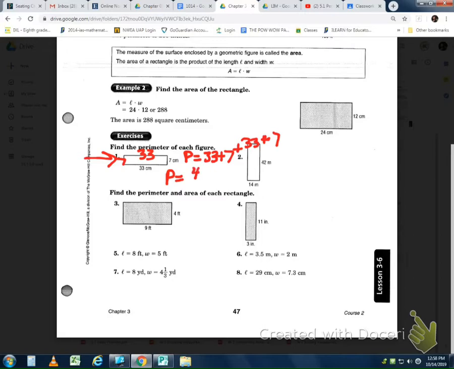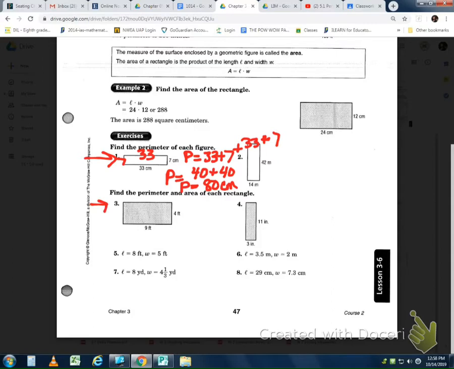40. And then another 33 plus 7 would be another 40, right? 80. So the perimeter would be 80 centimeters. So you can just add it up just like that. But on number 3, where it says find perimeter and area, we're going to use the formula. So we're going to do number 3.